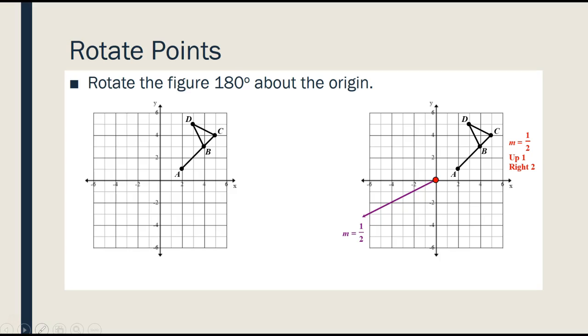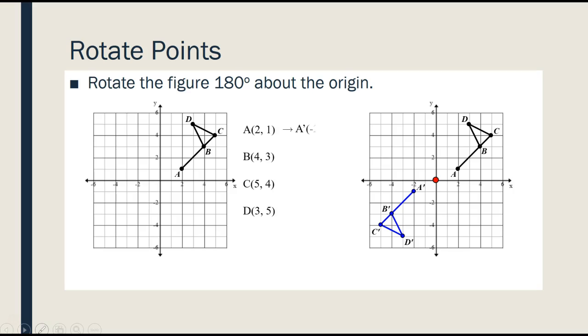Now I need to maintain that distance of up 1, right 2, and making sure that that point stays on the purple line. That's down 1, left 2. So our A prime would go there. Let's rotate the rest of our points and see if we can figure out a pattern.